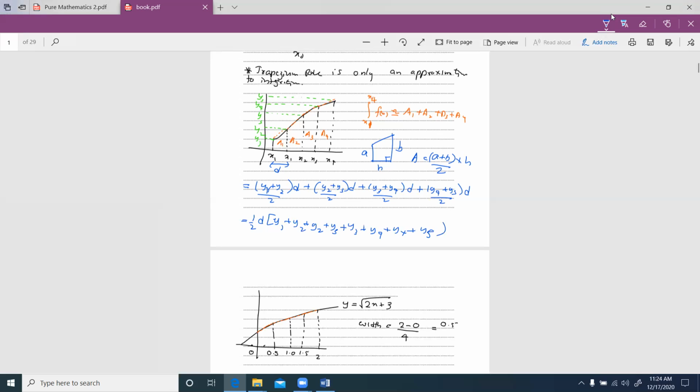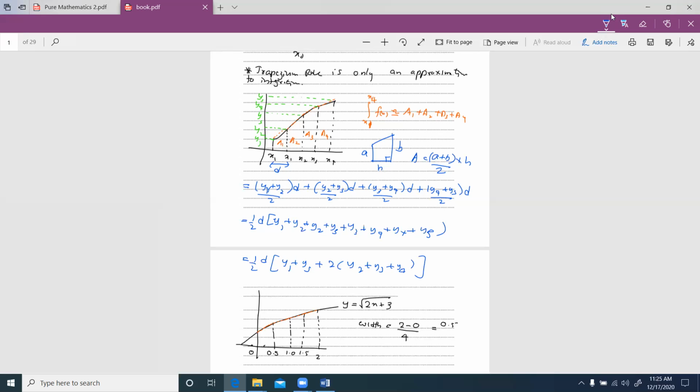So if you work out, you can understand that half d is there, and the first y coordinate and the last y coordinate repeat once, and all other coordinates repeat twice: y2 plus y3 plus y4. If you do for more number of steps, you get more terms in the answer. So this is the way you can get this formula, right?